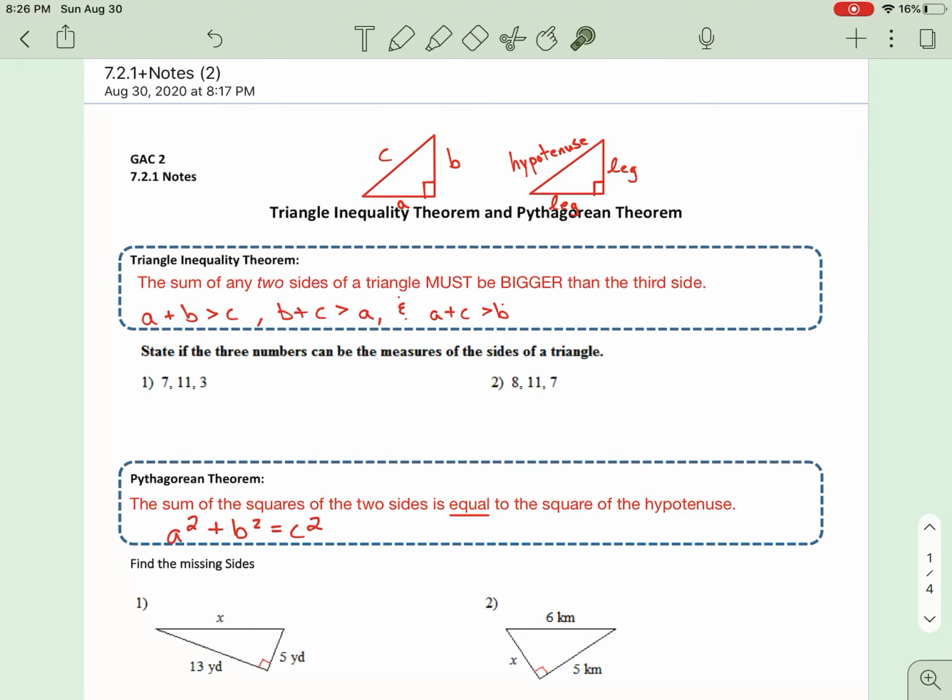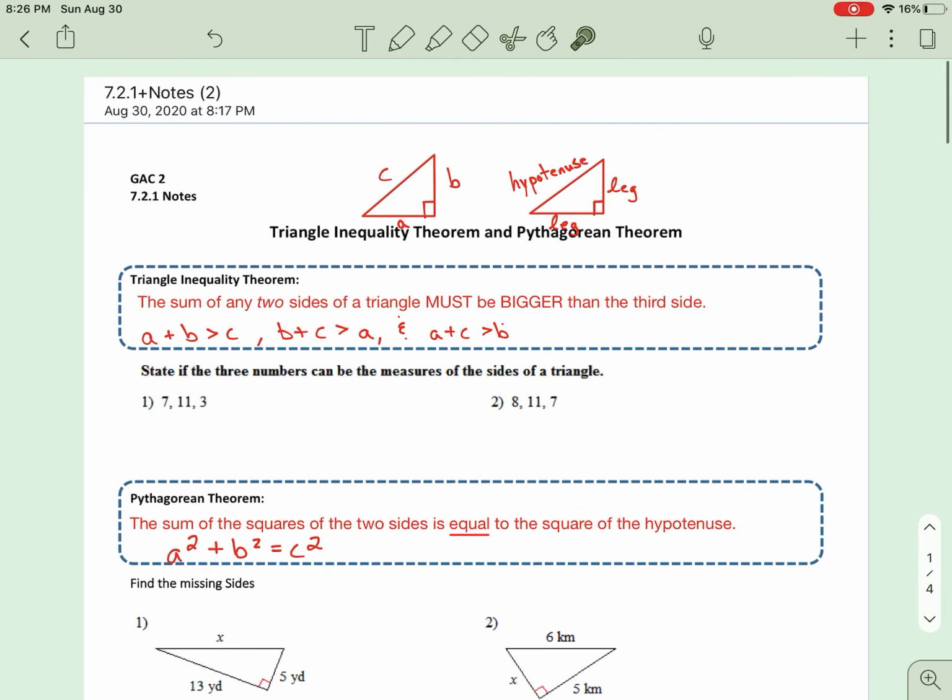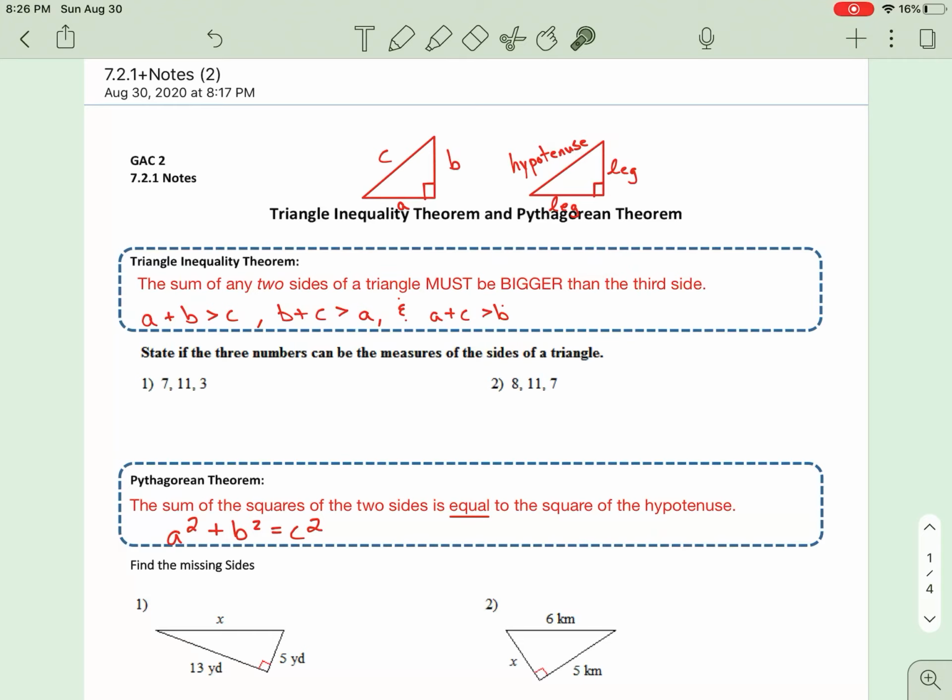Group A, you'll see here I went ahead and wrote in the definition, so you do not have to write those down if you do not want to, but you will have to know how to do the examples. So let's jump right in.